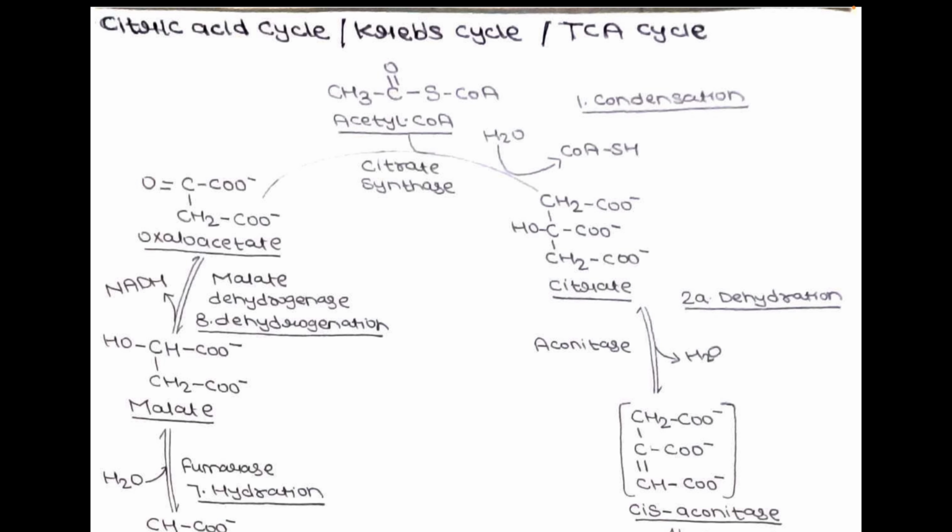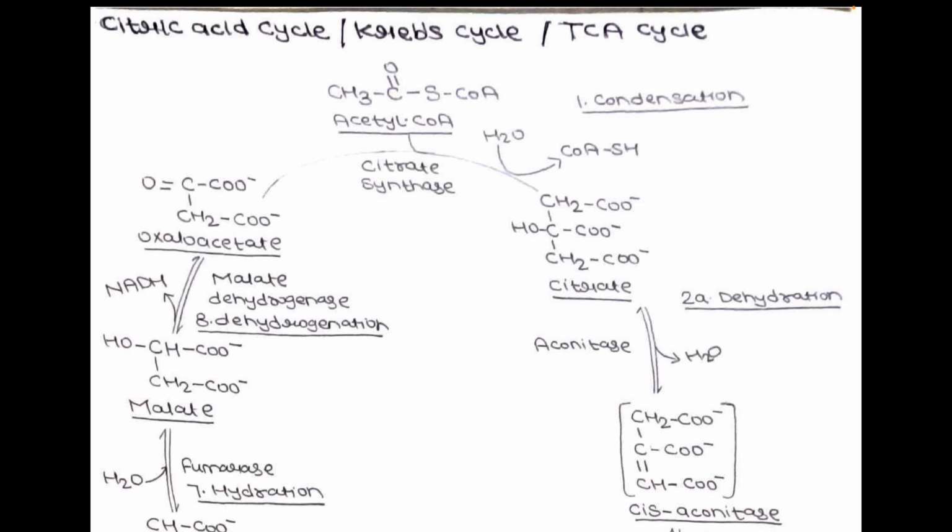This is the key regulatory step and effectively irreversible. Investment of carbon: we have gone from a 4-carbon acceptor to 6-carbon citrate. Step 2, isomerization. Citrate to isocitrate via cis-aconitase.